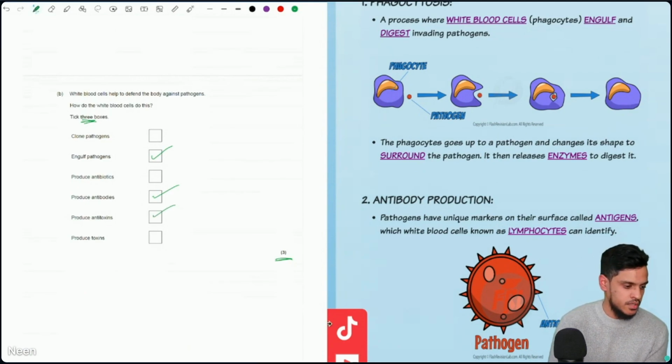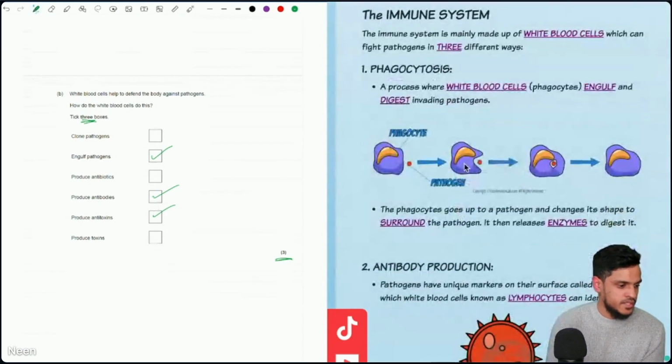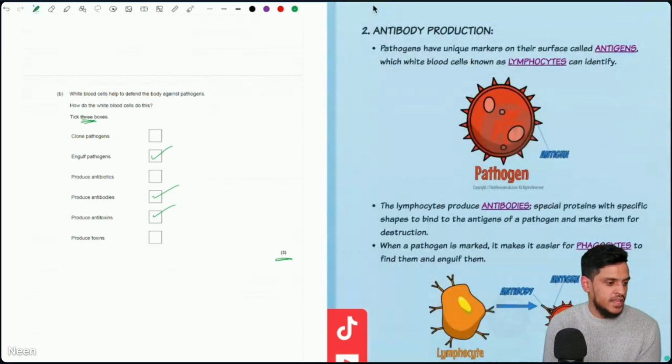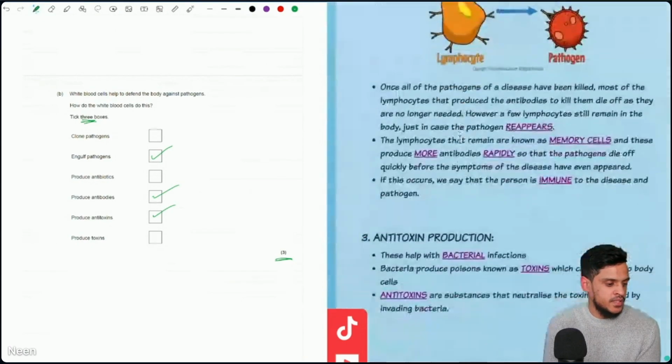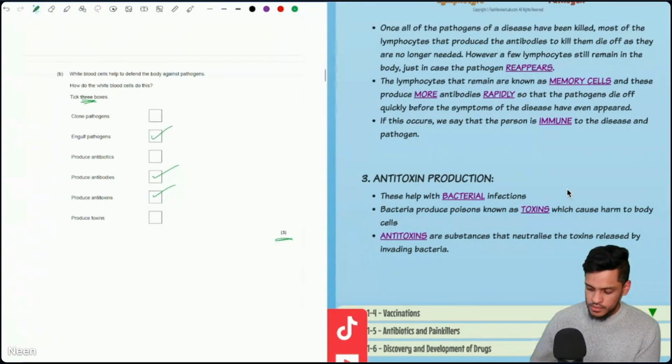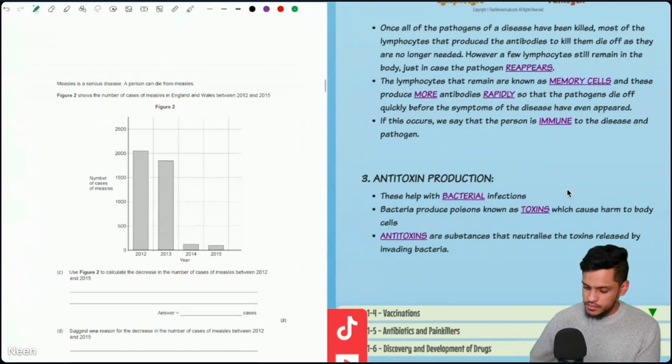Well done. So here you can see the immune system, phagocytosis. That's when the white blood cells engulf and digest the pathogens. Antibody production and antitoxin production. So those are the 3 answers. That's how to get 3 marks for that one. On to the next one.